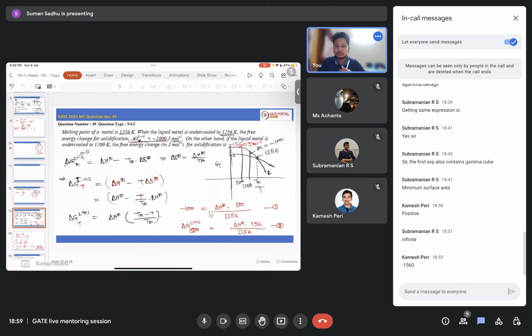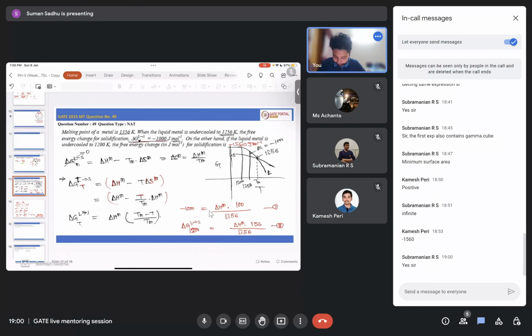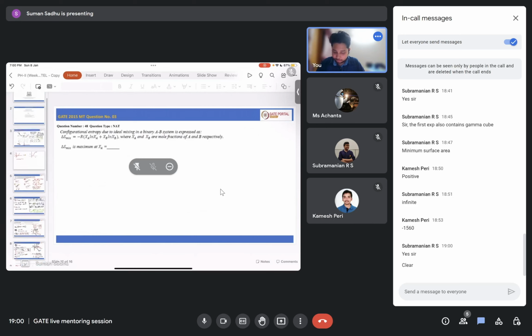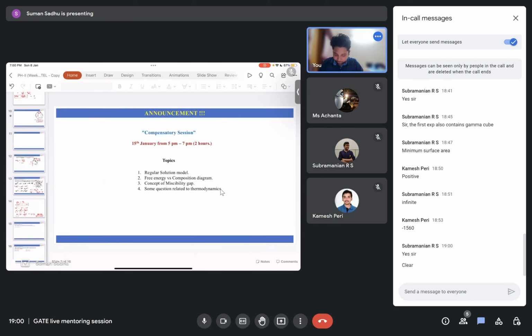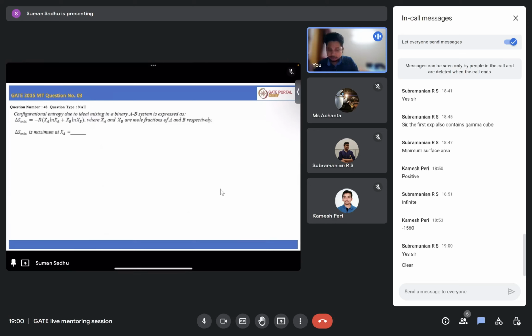So everyone is okay with this? Two more questions I had, so if you people have time, I can solve these two questions also. In the next session, I will be covering the concept of regular solutions, free energy versus composition diagram, and miscibility gap. Initially I thought I would cover these questions on that day only, but it will be better if I do it now. This is a simple question, I think every one of you knows this thing.